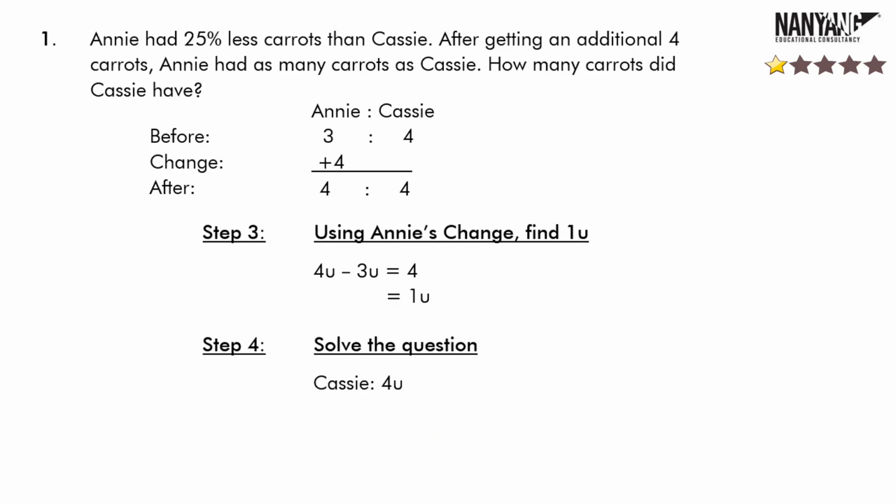So the question asks, how many carrots did Cassie have? So as our table says, that's 4 units, which is 4 times 4, 16. So Cassie had 16 carrots.